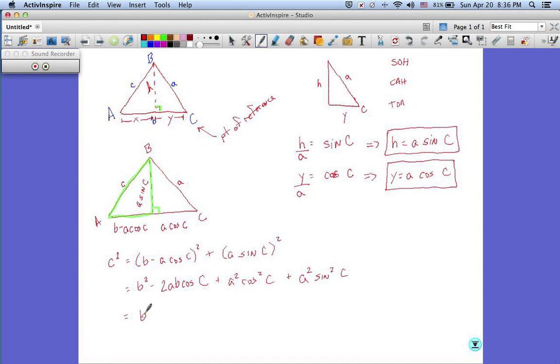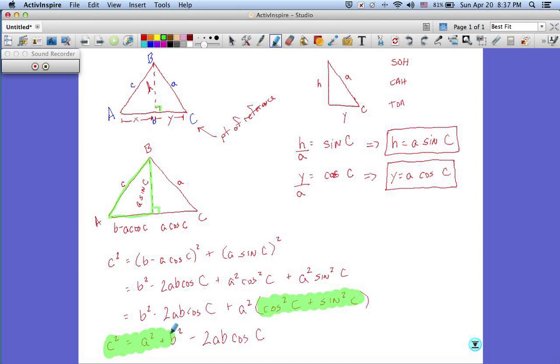Okay, so I have B squared minus 2AB cosine of C, and I notice I have a like term in A squared here, so I'm going to factor A squared out. And I get cosine squared of C plus sine squared of C. Well, cosine squared plus sine squared, that better sound familiar to you. That's just a fancy form of writing 1. So I really have C squared equals A squared plus B squared, which is just the Pythagorean theorem there, minus 2AB cosine of C. And that, my friends, is the law of cosines.